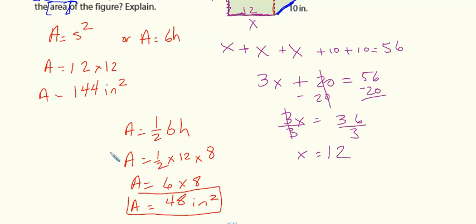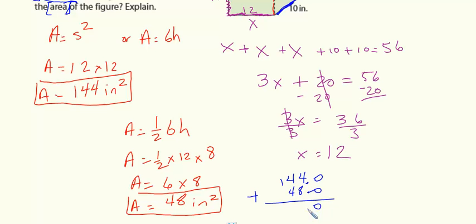So I'm going to add the area of my two figures. 144 plus 48. 4 plus 8 is 12, and then that gives me 192 square inches as the total area for my composite figure. All right, and we're done.